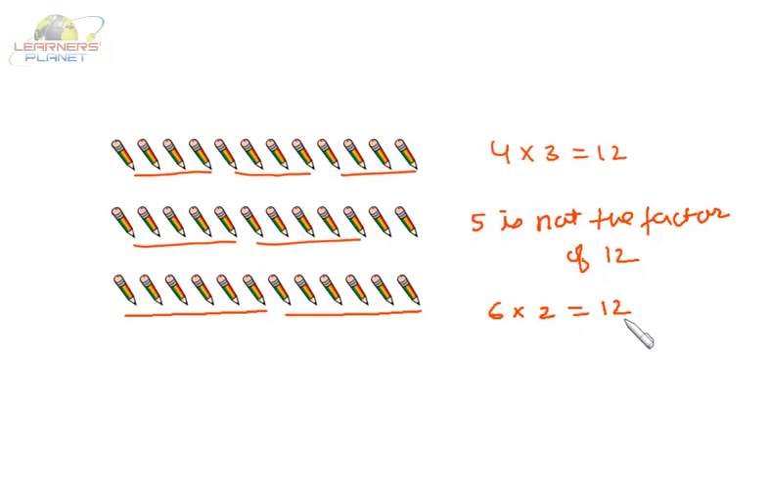Okay. So we have found out the factors of 12. That is 1, 2, 3, 4, 6 and 12. That means I can give all the 12 pencils to one student. That is 12 into 1. Okay. So we are clear about the concept of factors.